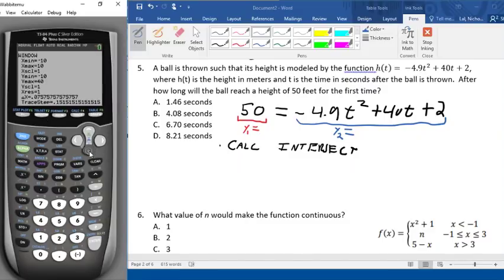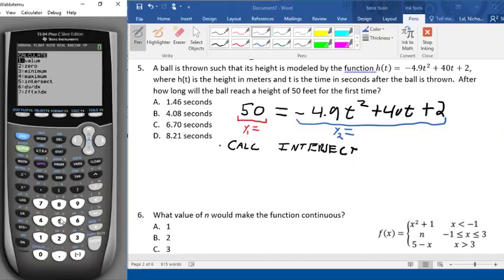Because I need my y max. Going to make my y max 60 so I can really see the intersection here. So that's the y max. This is the function, and I'm looking for when the function hits 50 the first time, not the second time, but the first time. So I need to find the intersection.